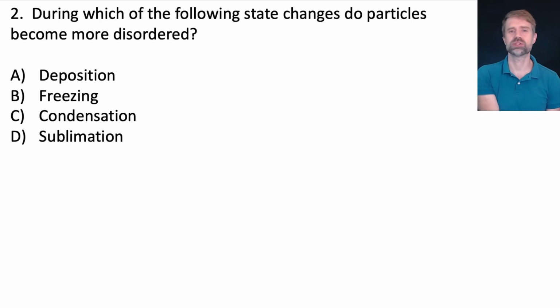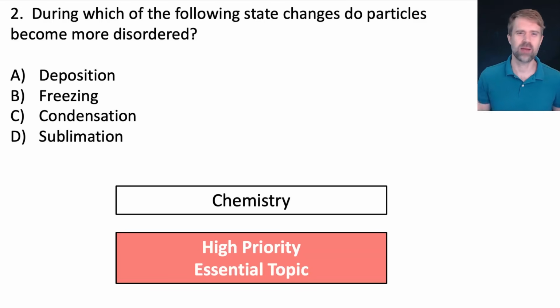Okay, next question. During which of the following state changes do particles become more disordered? Is it A, deposition, B, freezing, C, condensation, or D, sublimation? Okay, what topic is this? This is chemistry. And this is a super high priority essential topic.